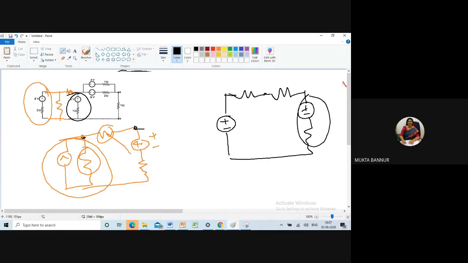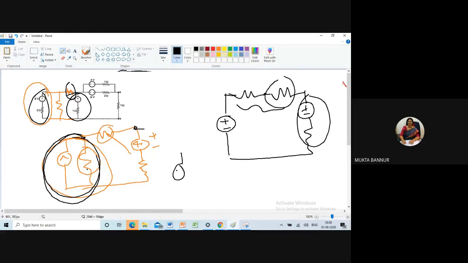See here, these two branches were in parallel, replaced by a current source, where the voltage source is replaced by a current source, and this and that resistor were in parallel, replaced by a single one. Now this is as it is. Now this is as it is. Now these two are in series. Okay. That equivalent is.